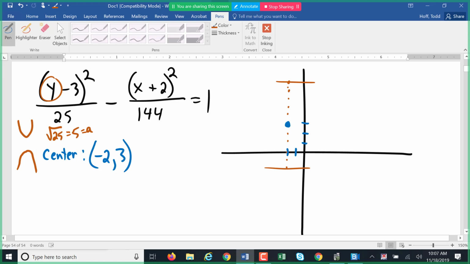Here, the b term, b squared is 144, so the square root of 144 is 12. That tells us we go 12 units to the right: 1, 2, 3, 4, 5, 6, 7, 8, 9, 10, 11, 12. Let me do that again. And 12 units to the left. And that's our box.